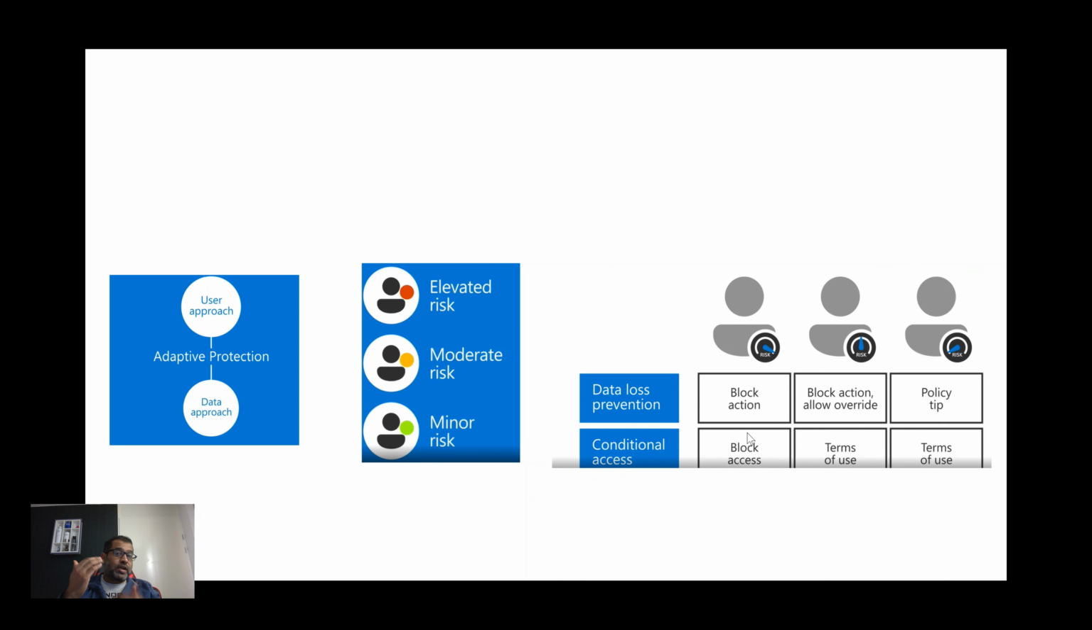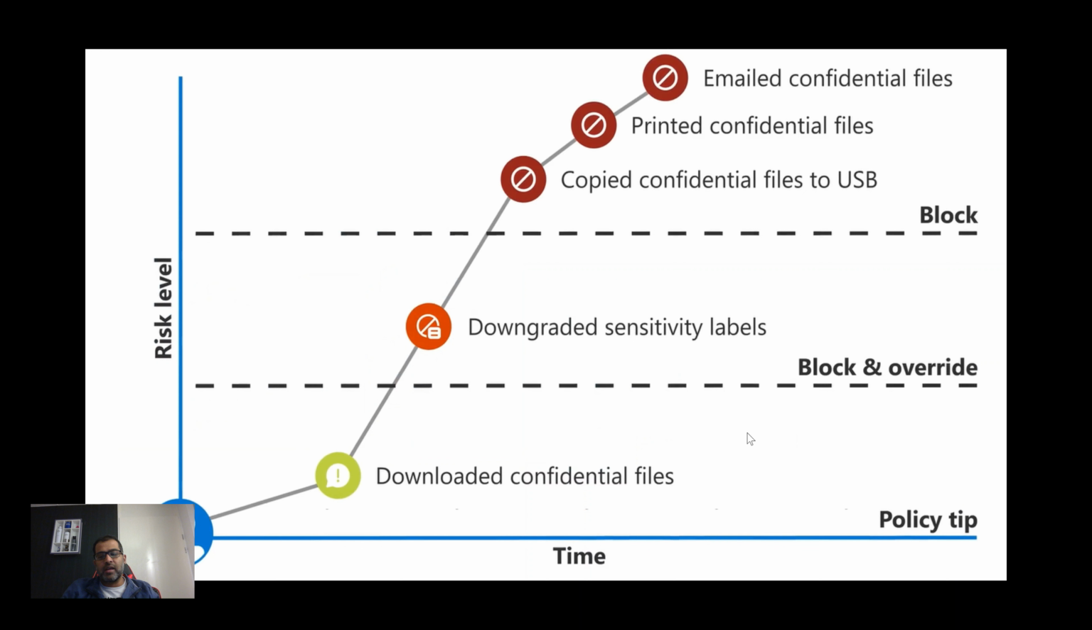So basically, adaptive protection works with two options, which is the user approach and the data approach. So these are the key features. It is dynamically assessing the risk, which is the dynamic risk assessment, based on the time and the risk level. It continuously monitors the user activities and assigns the risk level based on the detected behaviors. Like I was saying in the example in the previous slide, when a user is downloading a confidential file, that's the first thing which happened.